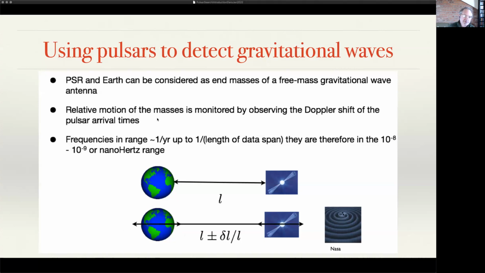And that's what we say here. The relative motion of the masses is monitored by observing the Doppler shift of the pulsar arrival times. Now, we expect to be able to detect frequencies of gravitational waves which depend on the length of the data span that we've been observing these pulsars for. So anything from about a year up to the longest monitored pulsars used for pulsar timing arrays now, which are of the order of 20 years or so. So they're in the so-called nanohertz regime, so 10 to the minus 8 or 10 to the minus 9 hertz.